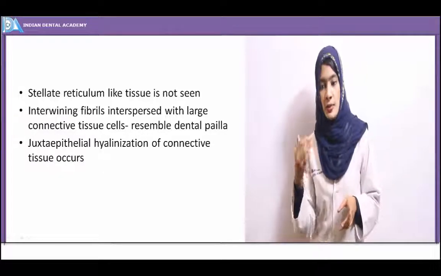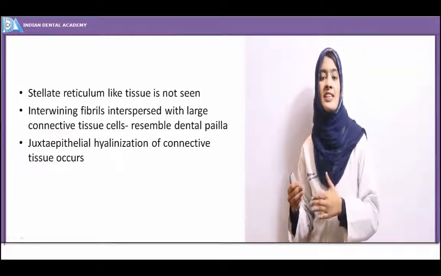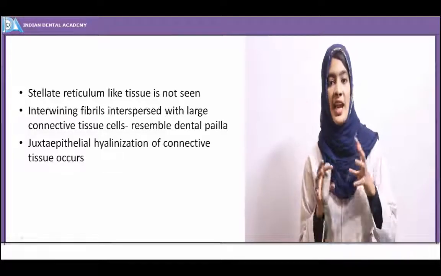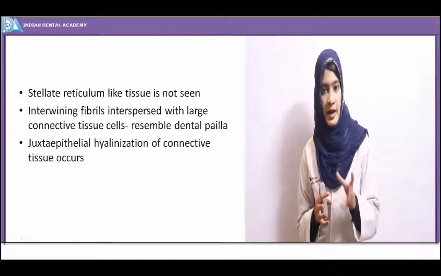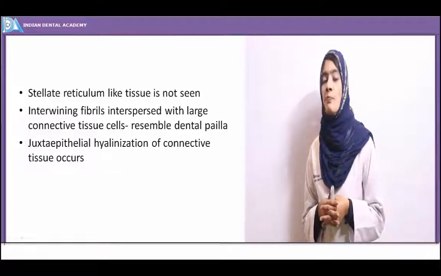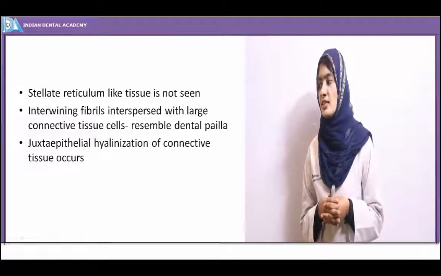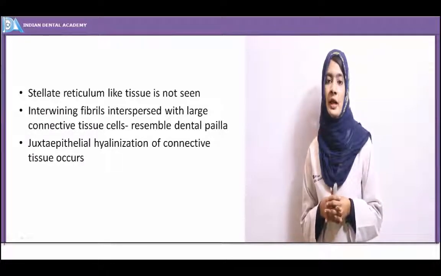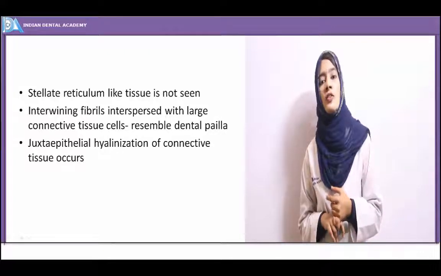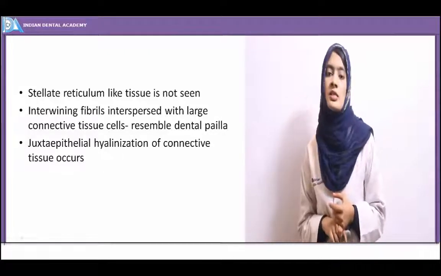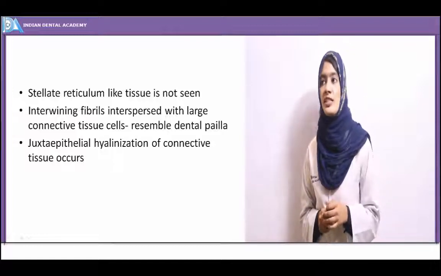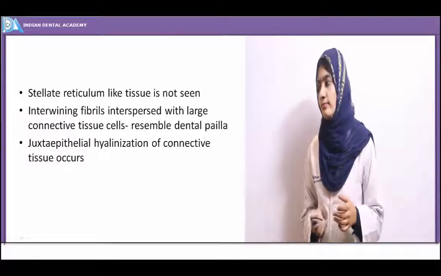And when you see the mesenchymal component, it shows the presence of delicate intertwining fibrils. The fibrillar component is present, which is interspersed with the connective tissue cells. Thus it resembles the dental papilla. So the appearance of fibrils is characteristic of the mesenchymal component. Sometimes there is hyalinization of the connective tissue. Okay, so that's about the ameloblastic fibroma.